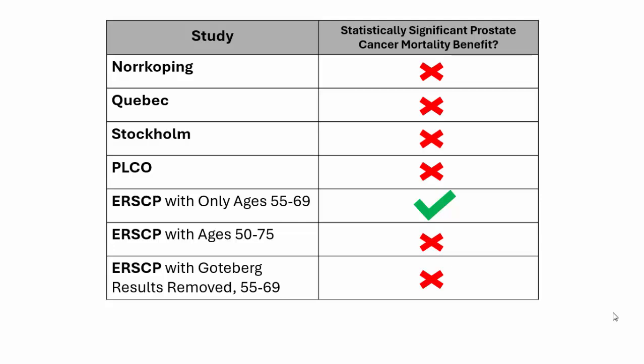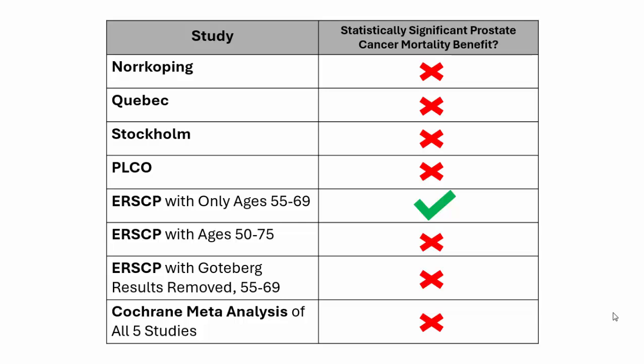So you really have to put a lot of weight on the Göteborg Swedish single site in one study in order to justify PSA screening, because there's consensus among all the other randomized control trial data for PSA that there's no mortality benefit.